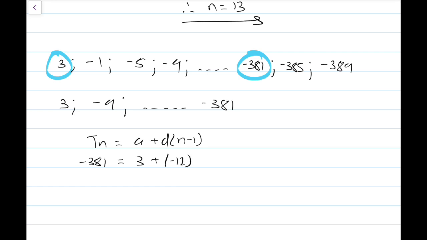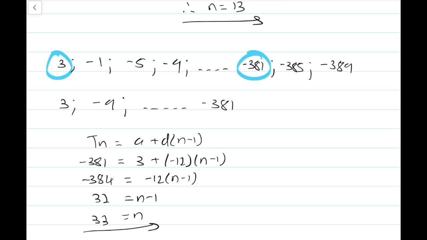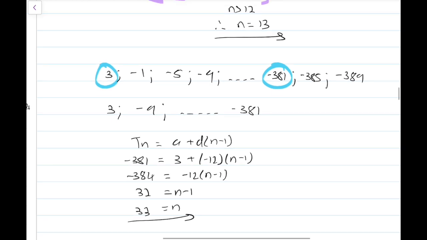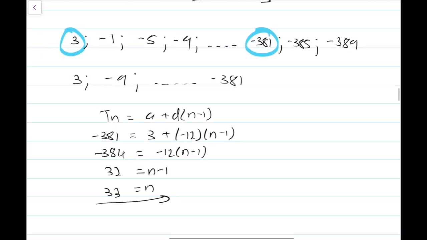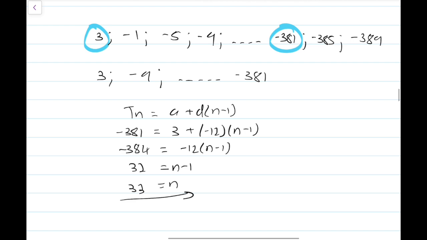So take that over. It's minus 381 minus the 3, which is minus 384, is equal to minus 12 into n minus 1, divided by the minus 12. We get it to be 32, and n is equal to 33. And that's done. Again, this is a sort of thing that I think more recently we've gotten more used to. But if you haven't seen it in some time, at least you've seen it now. I think that's the important thing, that you have seen it and you know how to use it.